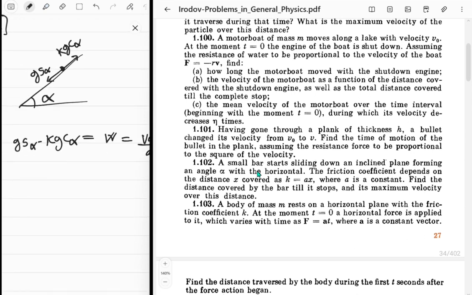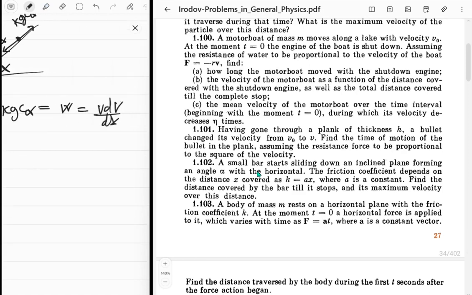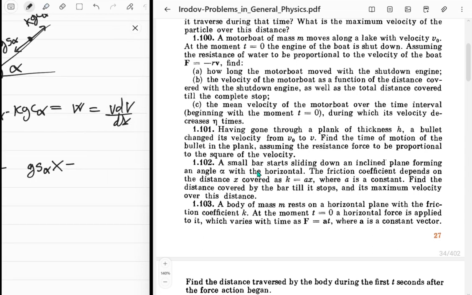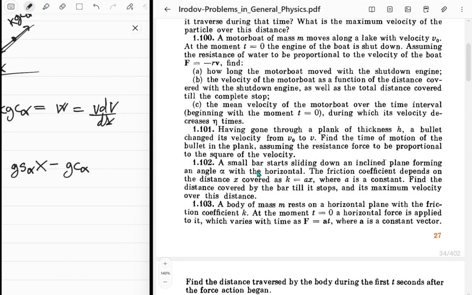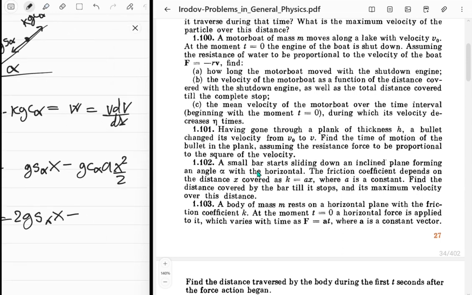So you can just integrate this thing. v squared upon 2 is equal to the integration of this: g sine alpha times x minus g cosine alpha, and k is ax, so the integration of that will be ax squared upon 2. So we get v squared is equal to 2g sine alpha x minus g cosine alpha ax squared. Okay, and what do you need to figure out?